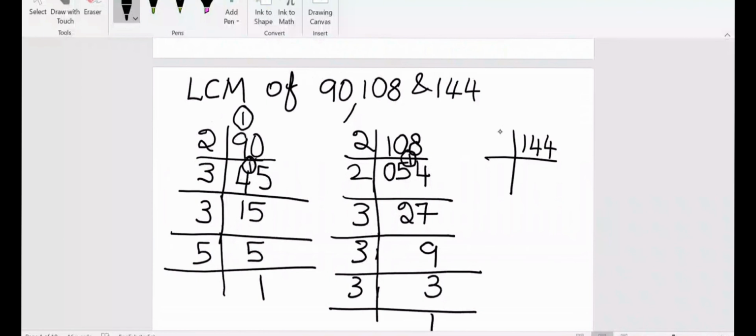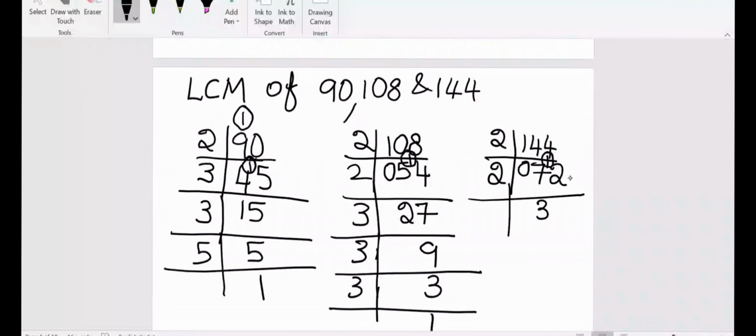Okay, the next step: 2. Here 0, then here 2 into 7, 14. Again 2 into 2, 4. 2 again. So 2 into 3, 6. 1 is the balance here.